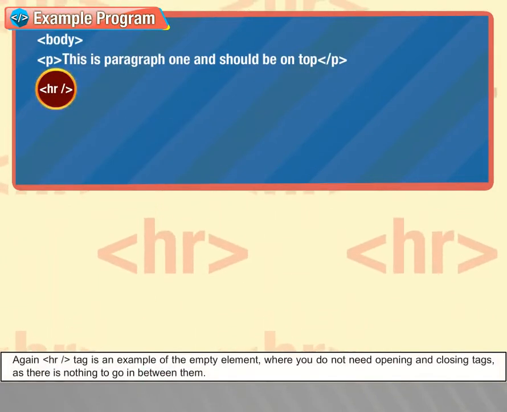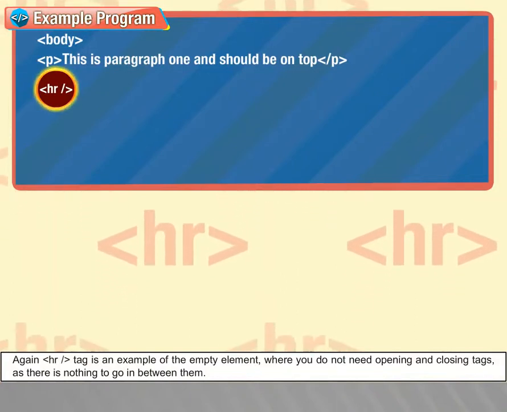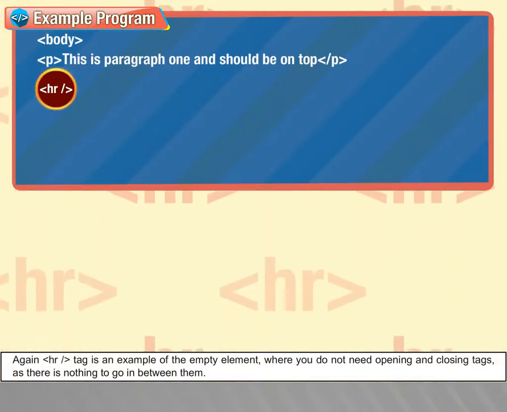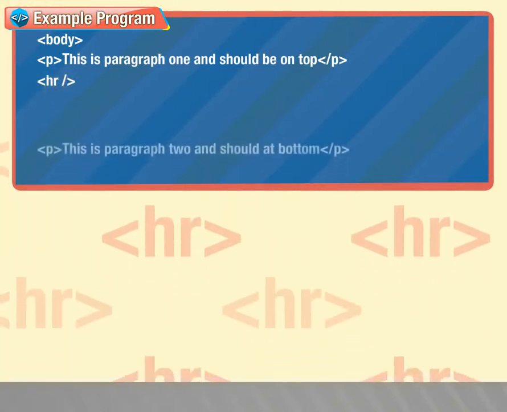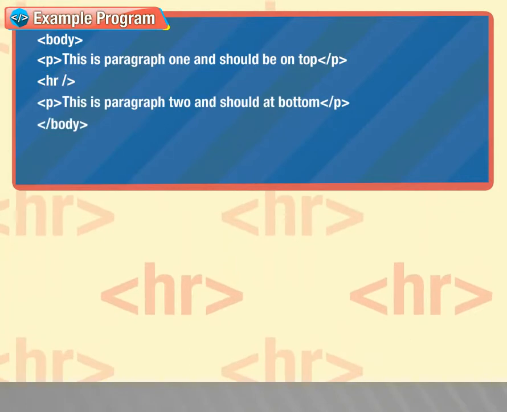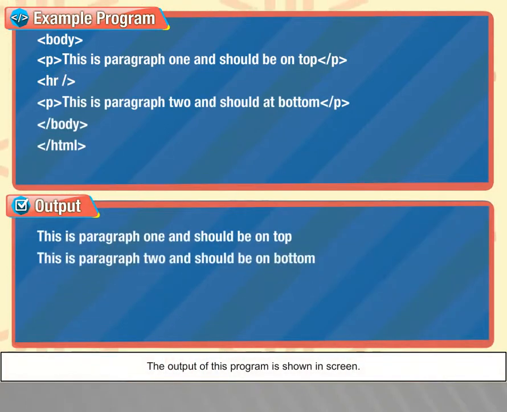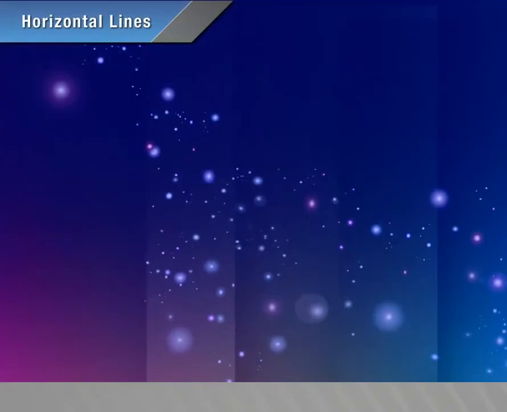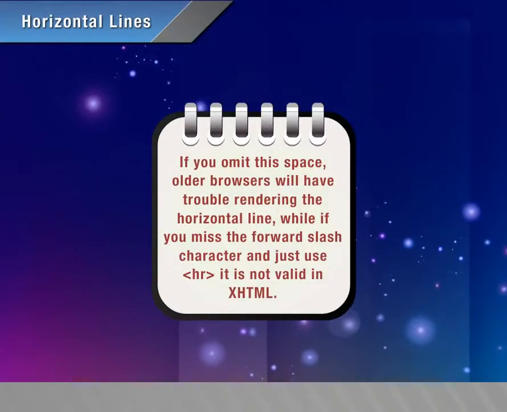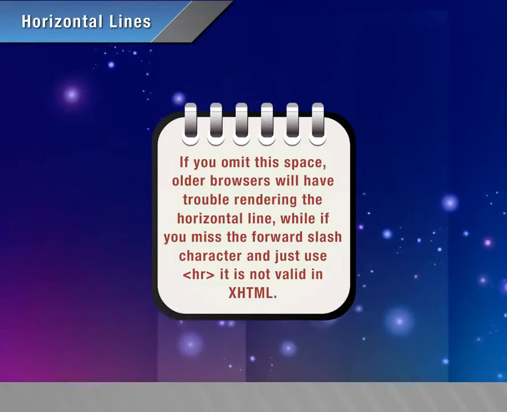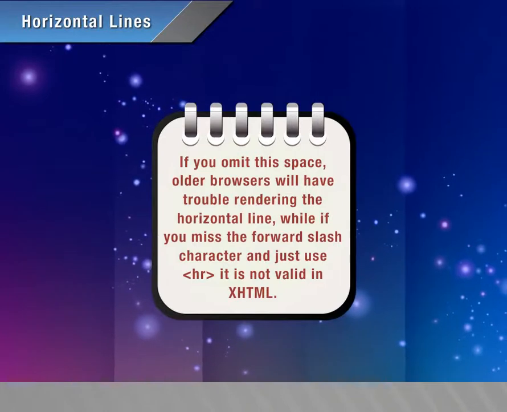Again, the HR tag is an example of the empty element where you do not need opening and closing tags, as there is nothing to go in between them. The output of this program is shown in screen. If you omit this space, older browsers will have trouble rendering the horizontal line, while if you miss the / character and just use HR, it is not valid in XHTML.